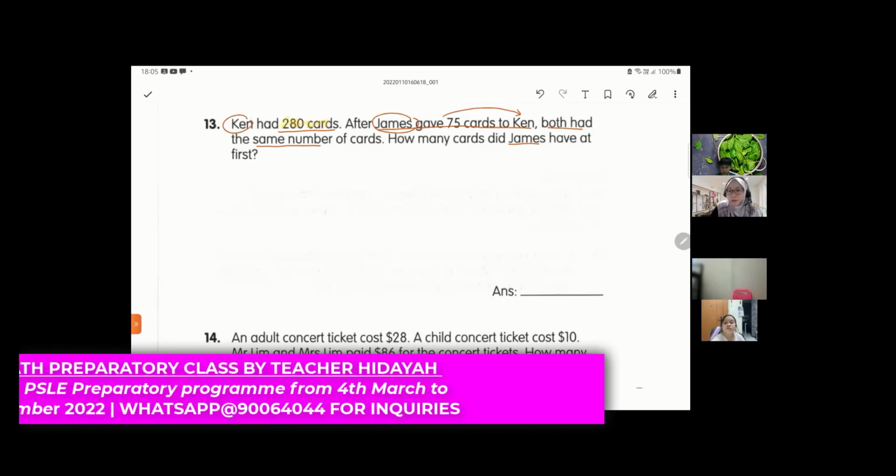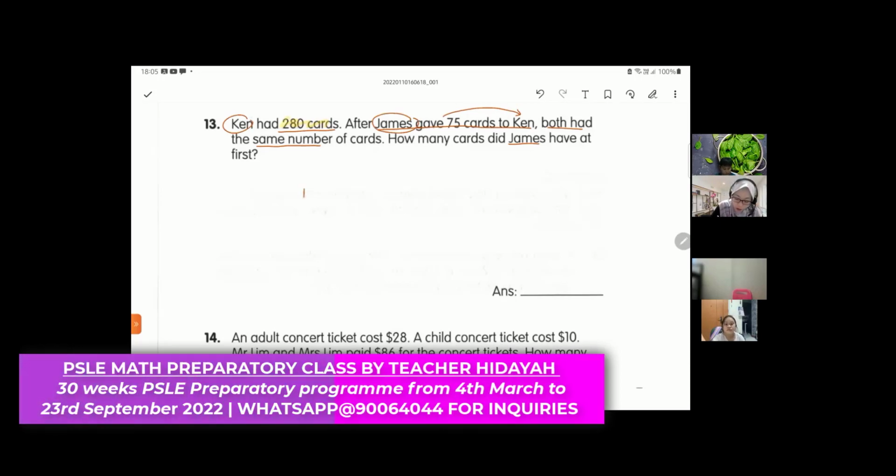All right, so the issue here is we are given what Ken has at first. Ken has this much, right? And then James gave 75 cards to Ken, which means if James can give 75 cards to Ken, James has extra, more than Ken. This is what I understand. Because he can give to Ken, it means James, as compared to Ken, has more than Ken. So this is my first model I'm going to draw.